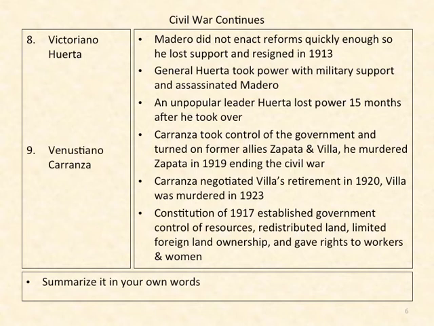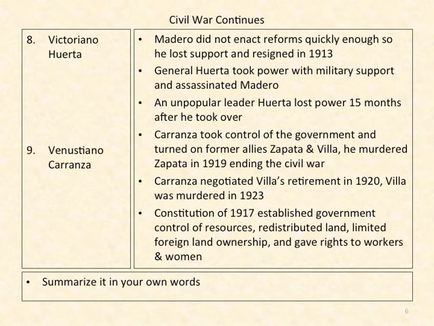And then we go to Venustiano Carranza, and Carranza takes control of the government and turns on the former allies that he had, Zapata and Villa. He murders Zapata in 1919, which ends the Civil War. He negotiates Villa's retirement in 1920, and then Pancho Villa is murdered in 1923. You should investigate and see if you think that is a coincidence.